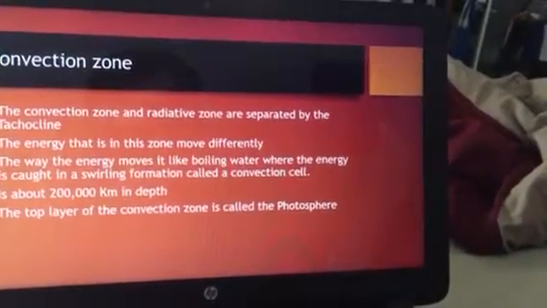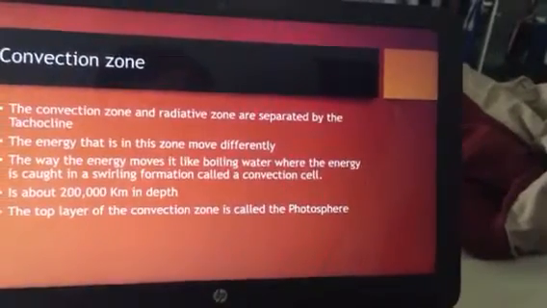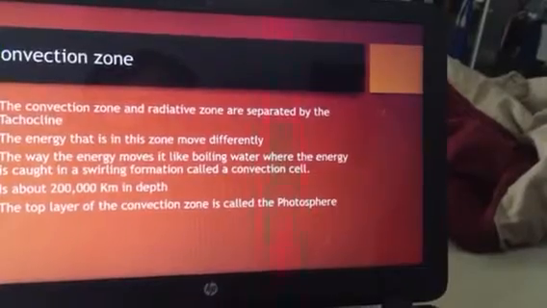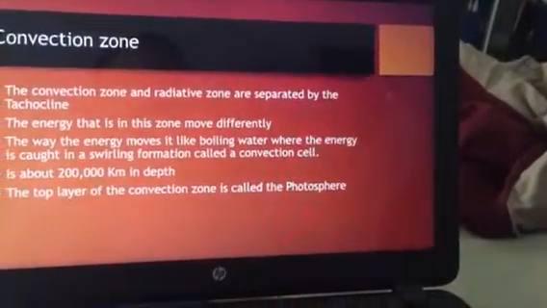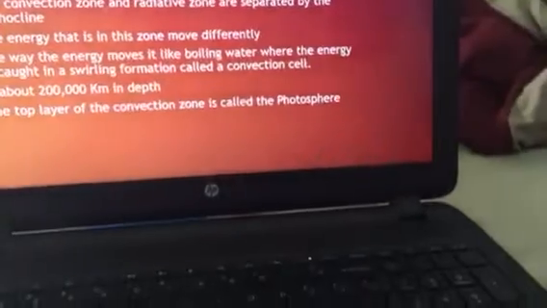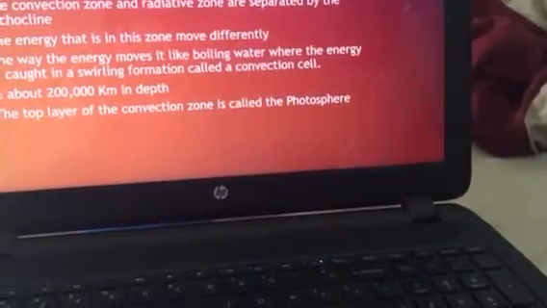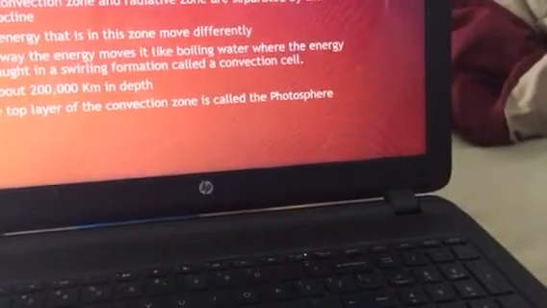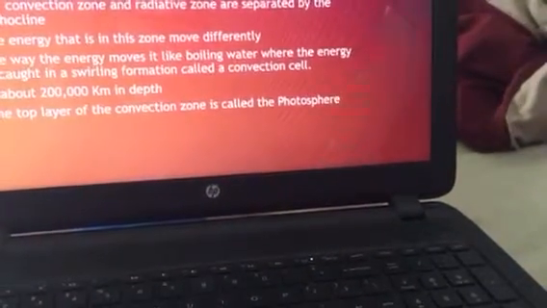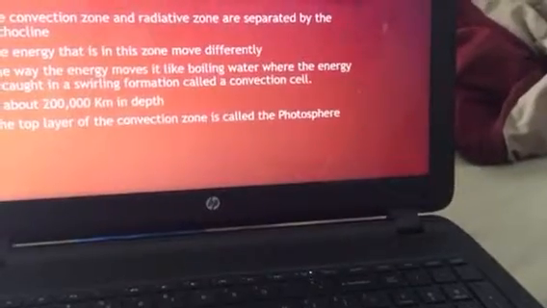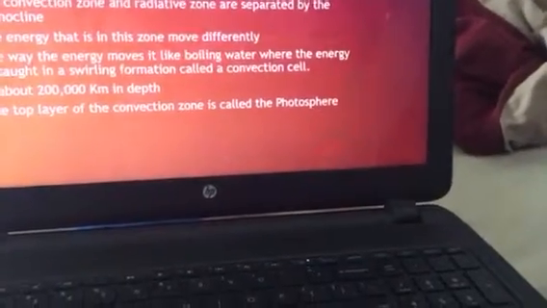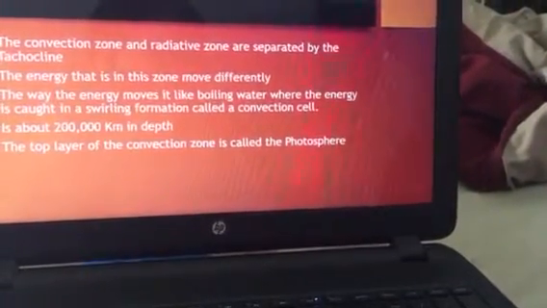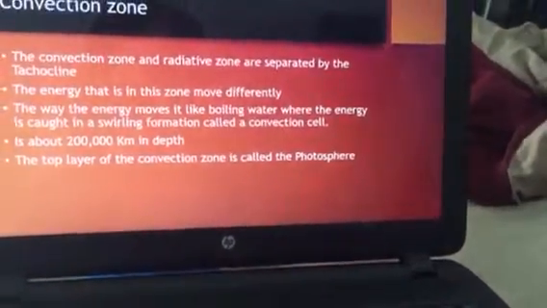It's kind of like boiling water. That energy swirls around inside the zone in the formation called a convection zone. I'm sorry, it's called a convection cell. The energy swirls around, collecting more and more energy until it finally leaves the top layer of the convection zone. It is connected to the part of the photosphere.